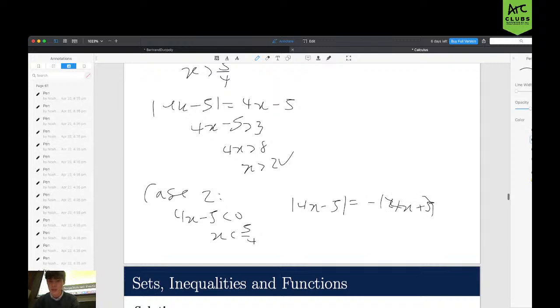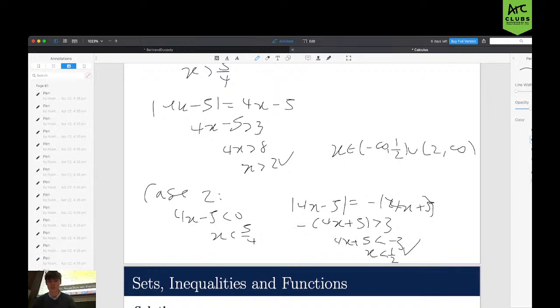When we solve this inequality, it's going to be negative 4x plus 5 greater than 3, so 4x is less than 2, and x is going to be less than a half. Does that fit within our range of values? Is a half less than 5/4? Yes, it is. So this is another valid solution. The total set of solutions is then negative infinity to a half, and from 2 to infinity.